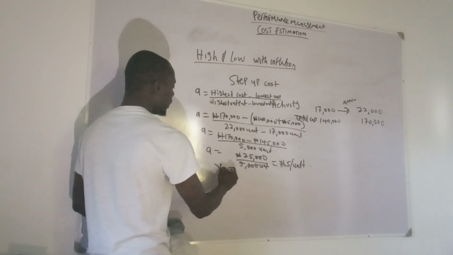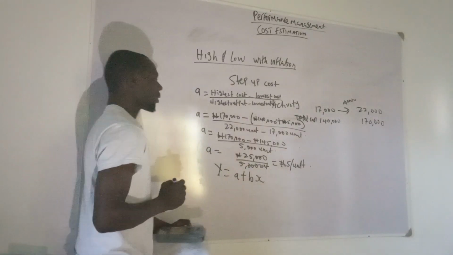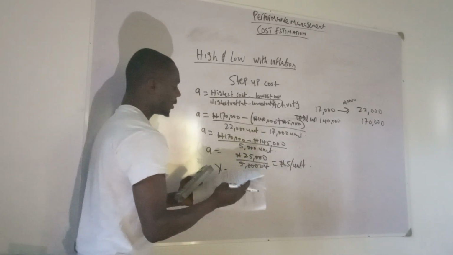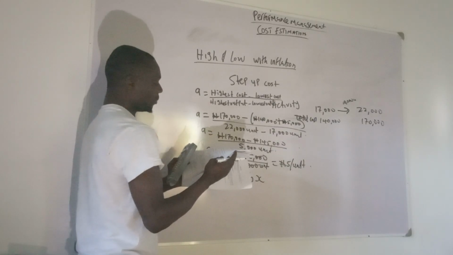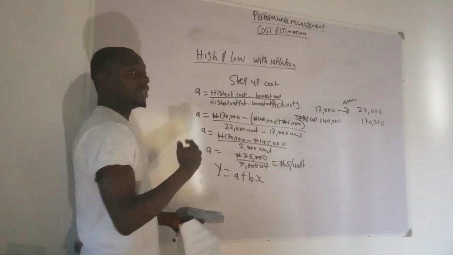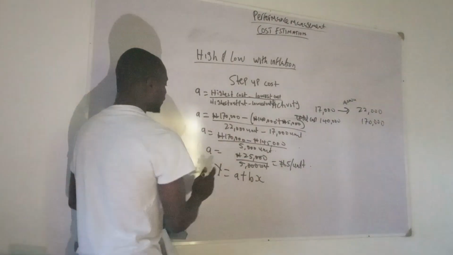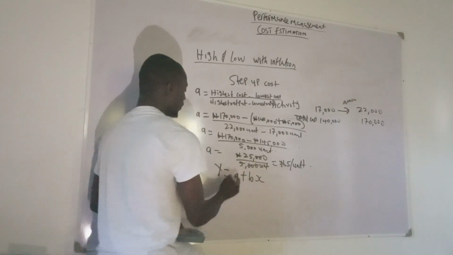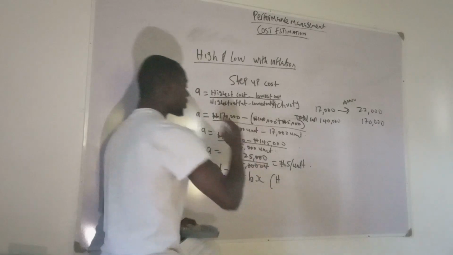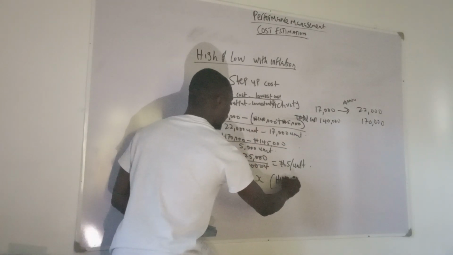Now, if your variable cost per unit is this, don't forget the cost function. The function is y equals A plus bx, because we need to get our fixed costs, right? Now, what is the total cost here? For you to get your fixed cost, you use either the highest cost or the lowest cost.